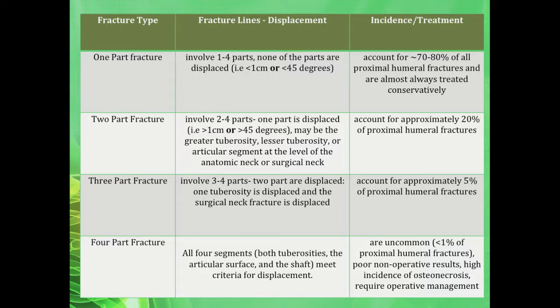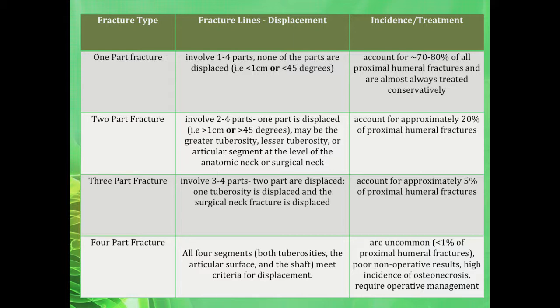A 2-part fracture involves 2 pieces, and 1 part is displaced as per the definition, and that one piece could be the greater tuberosity, the lesser tuberosity, or certainly a segment at the level of the anatomical or surgical neck. Now these 2-part fractures account for approximately 20% of proximal humeral fractures.